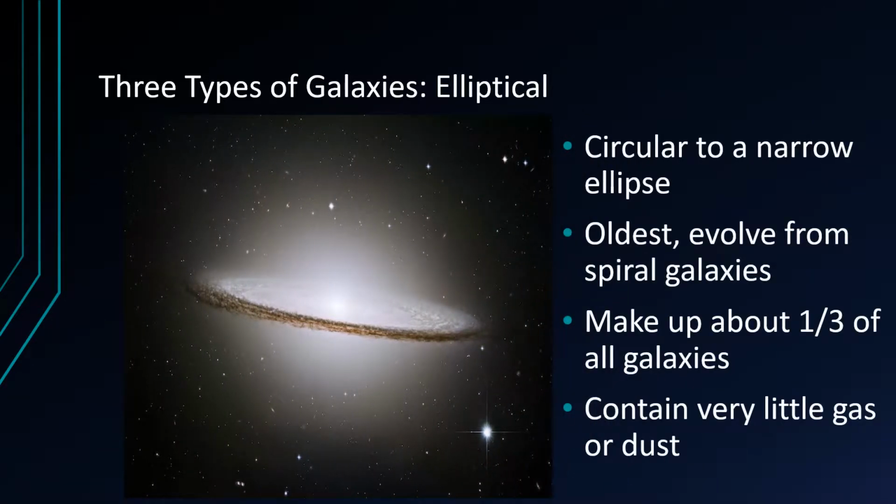Like I said, they're circular to a narrow ellipse, and these are actually the oldest galaxies and evolve from spiral galaxies. The stars that we find in these kinds of galaxies tend to be older stars and also lower mass.